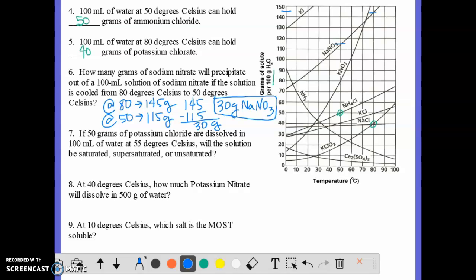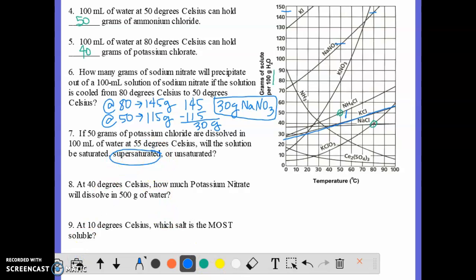If 50 grams of potassium chloride are dissolved in 100 milliliters of water at 55 degrees Celsius, will the solution be saturated, supersaturated, or unsaturated? So it says 50 grams of potassium chloride at 55 degrees. Potassium chloride is KCl. 55 degrees is here. 50 and 55 intersect there. KCl's line is there. So we are going to be above the line, which means that we are supersaturated at this point.